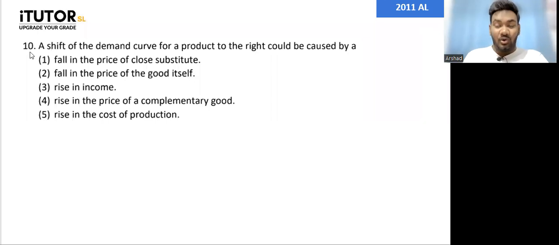Okay. So question number 10, 2011 A-levels. Question number 10, meaning questions 1 to 9 were from unit number 1. So a shift of the demand curve for a product to the right could be caused by... Can you quickly tell me, a rightward shift: is it an increase in demand or a decrease in demand? This is a very basic thing. The demand curve shifting to the right, is it an increase or a decrease? It's an increase in the demand.